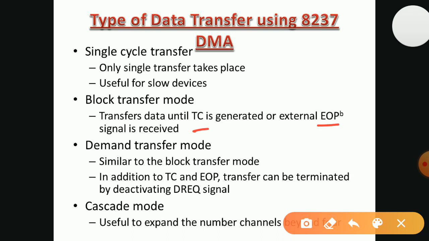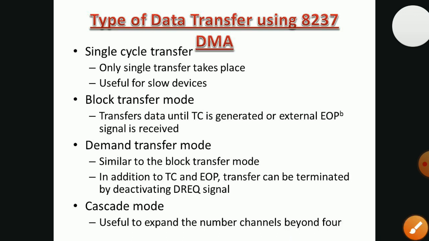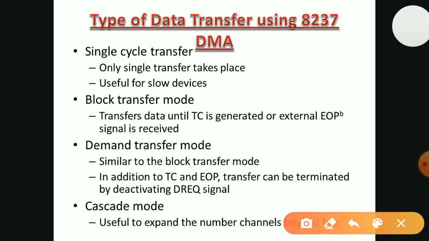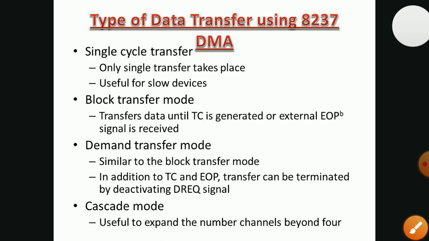That is why it is called block transfer mode. Another one is called demand transfer mode. Block transfer mode and demand transfer mode are very similar, except that the termination is also considered by means of the DREQ signal, along with TC and EOP. That is the only difference between block transfer mode and demand transfer mode.